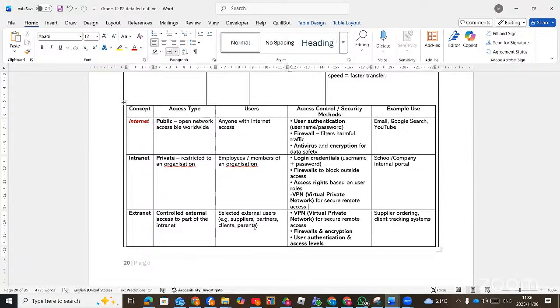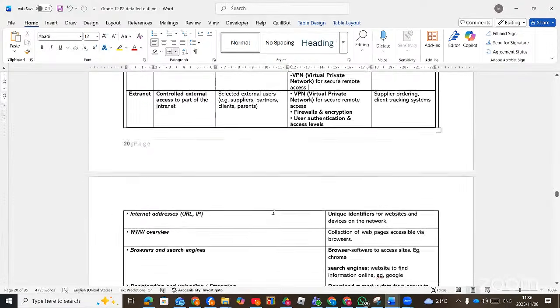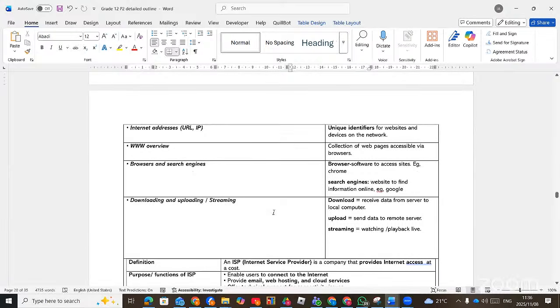So that's extranet. For an extranet, we need a VPN to keep out external people, and firewalls also. You must know the difference between intranet, extranet, and internet, these three. And then the internet address, which is the unique identifier for websites and devices on the computer: the IP addresses.